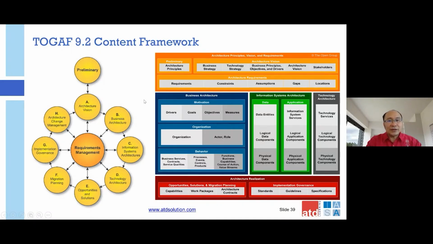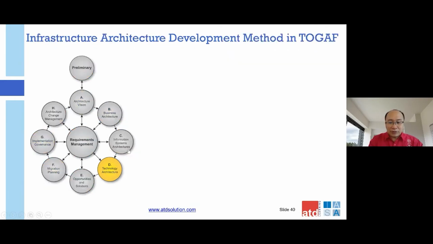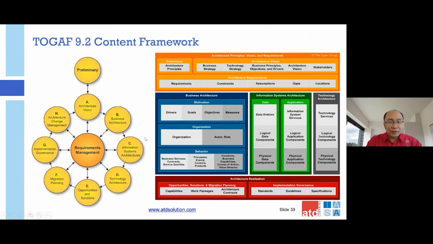Then they have the business architecture, the information system architecture, the technology architecture, and at the bottom layer is architecture realization, which is opportunity, solution, and migration planning, phases E and F, and the implementation governance. So the red color at the bottom is about TOGAF phases E, F, G. All these are the content framework, things that we need to deliver or can use as a jumpstart when we want to do the architecture.